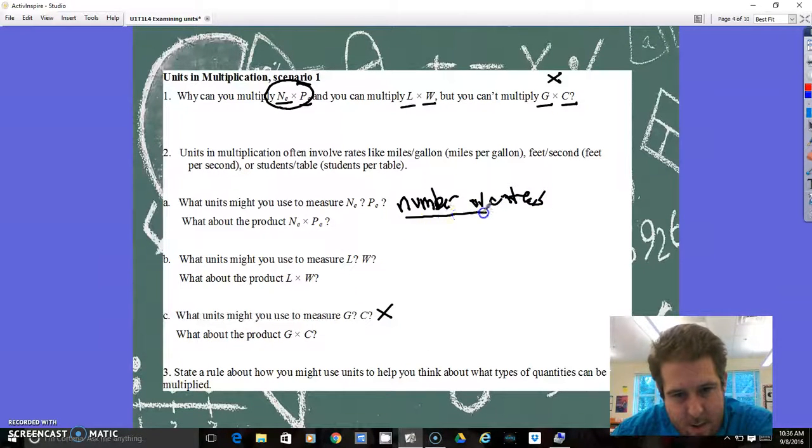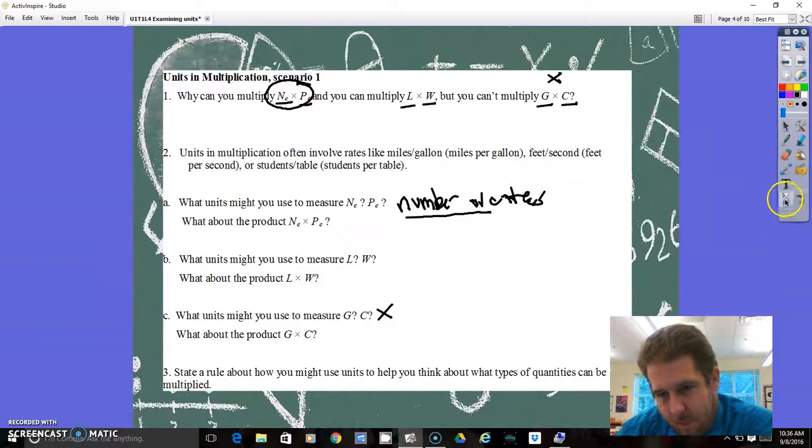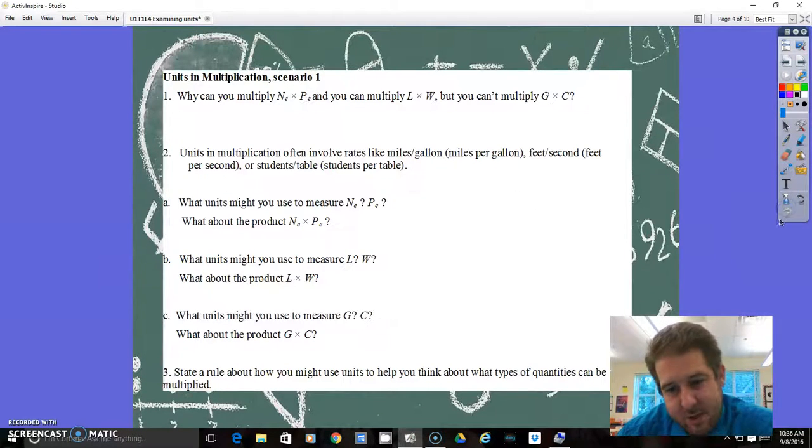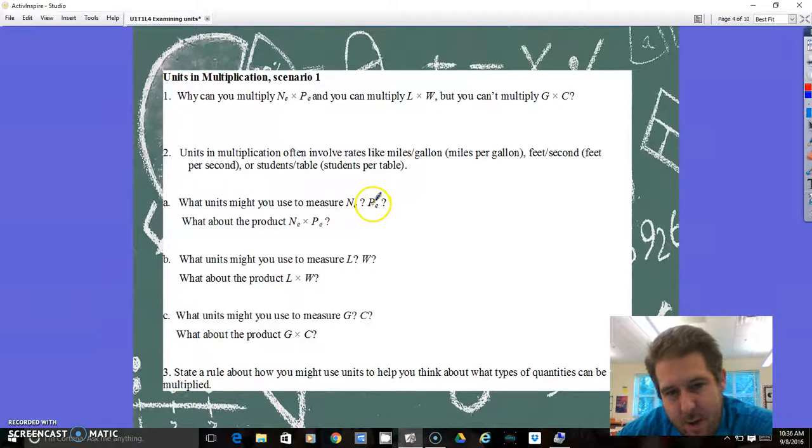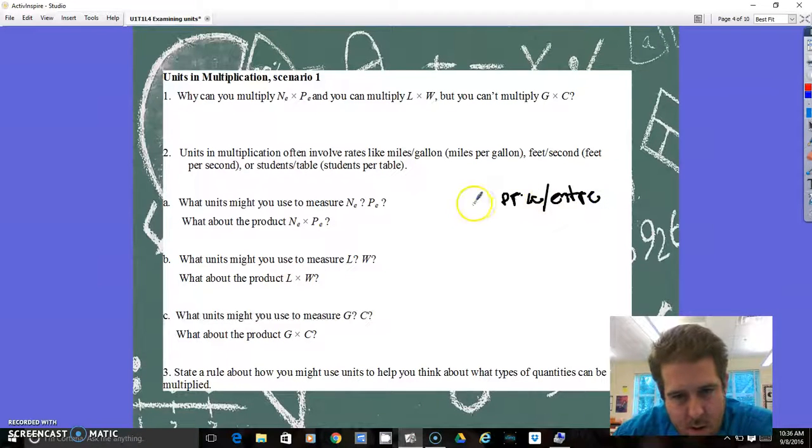And then on the bottom, you're multiplying. Oh, nope, price per entree. I'm thinking of division. I'm sorry. Let me start all over. So that's number of entrees, and we're trying to multiply it by the price per entree.